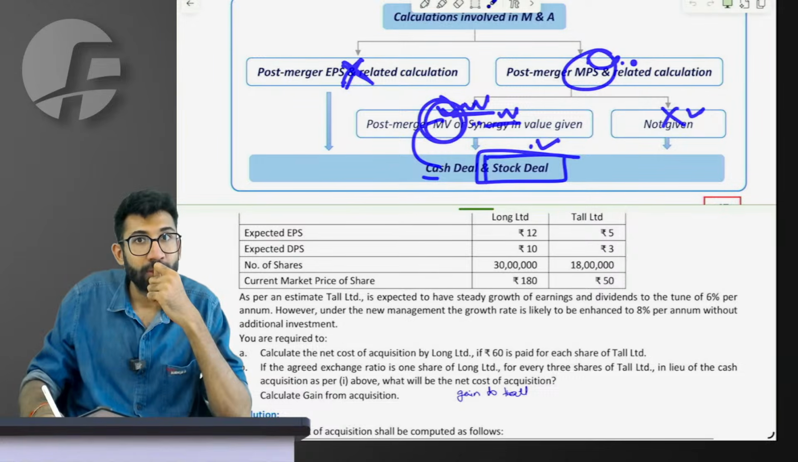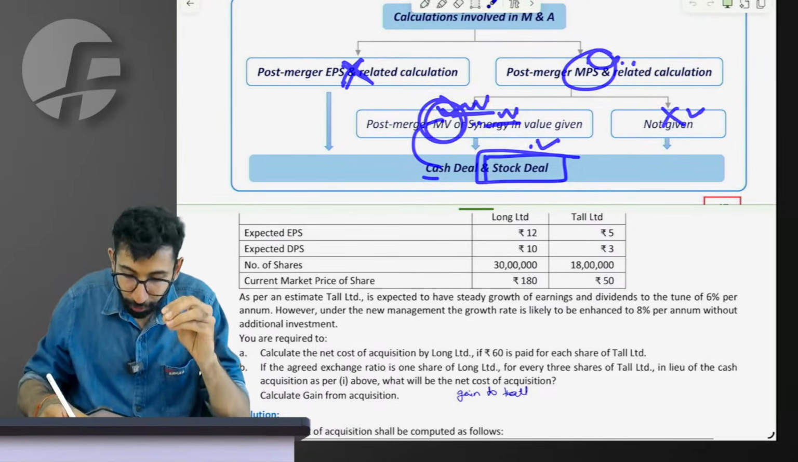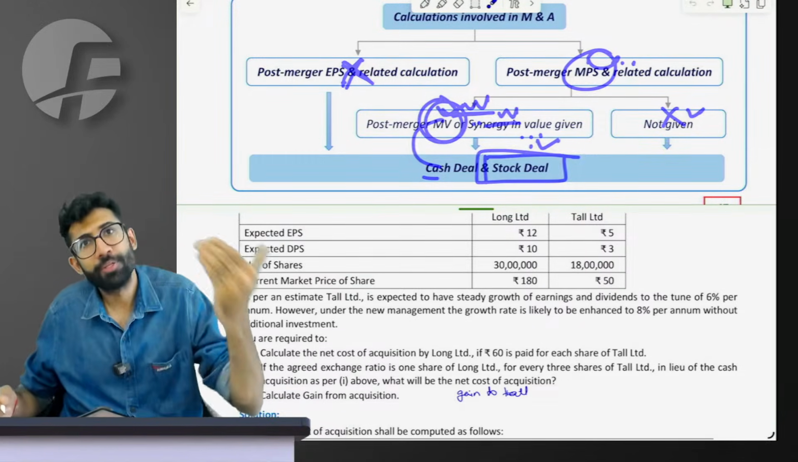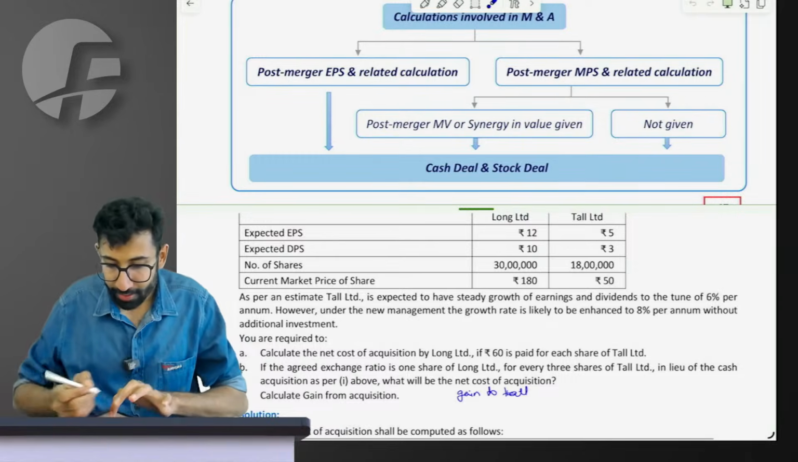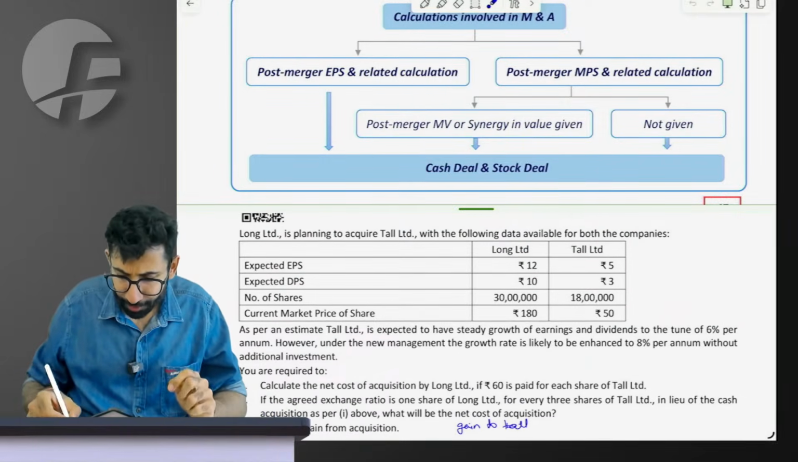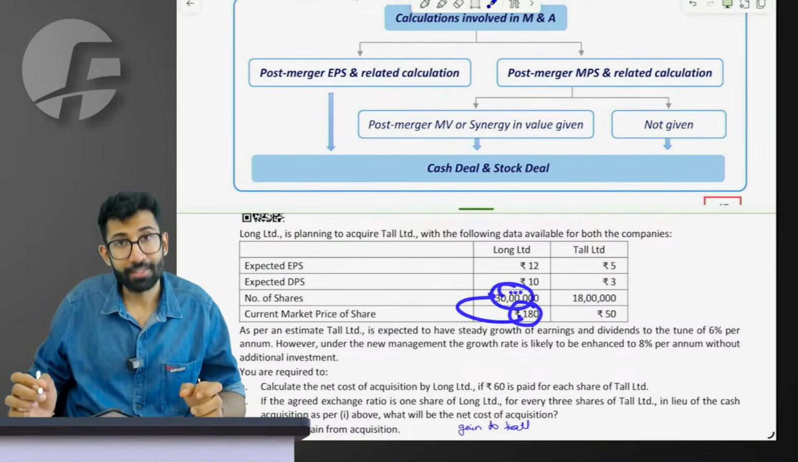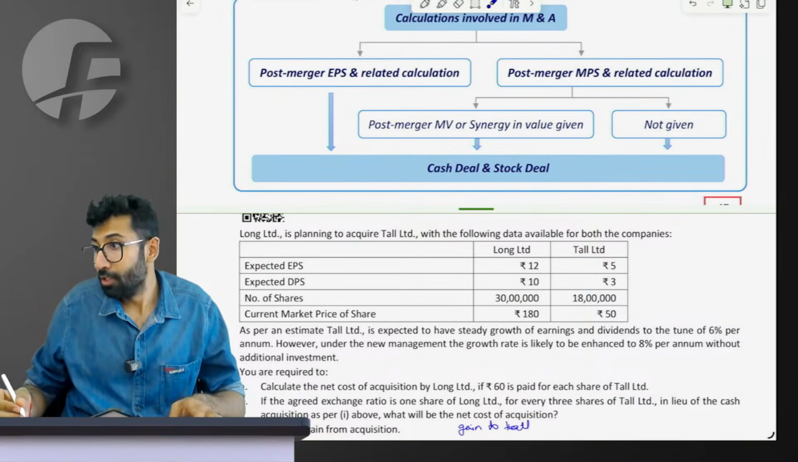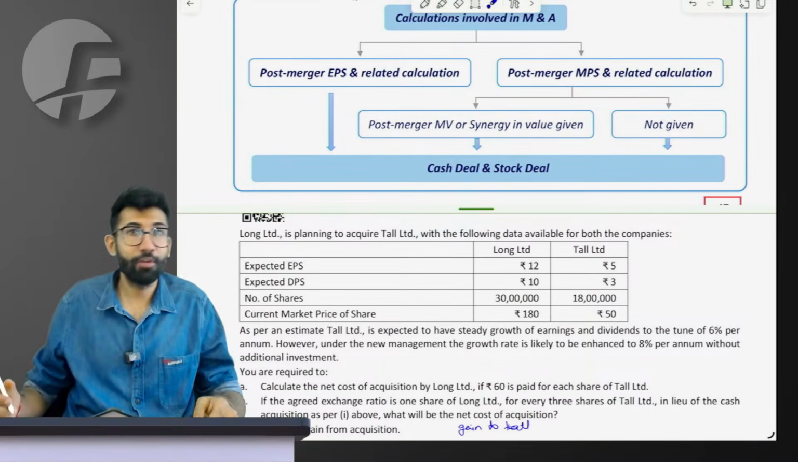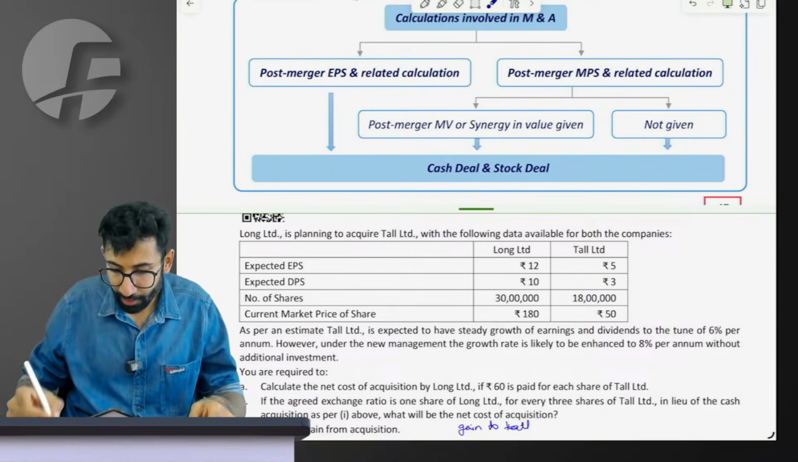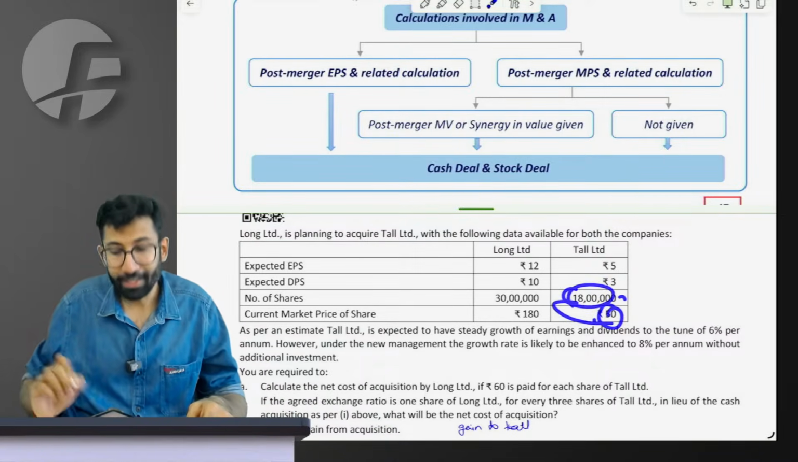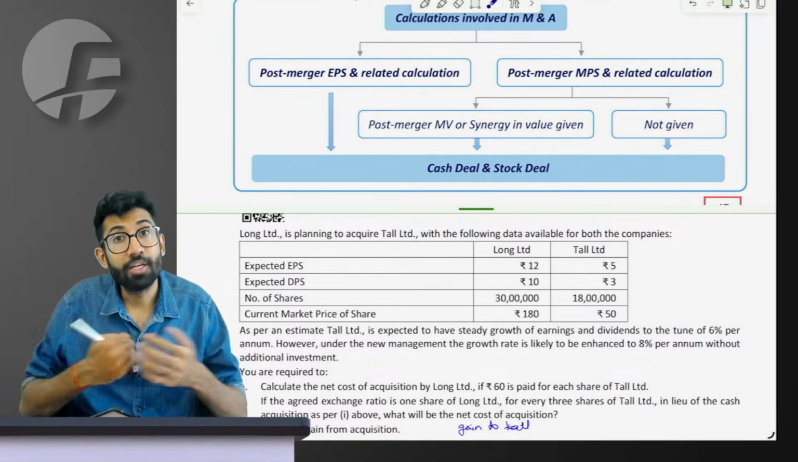So fine. I have to follow the value plus value approach: my value plus your value plus synergy in value. Now the acquirer value is given: 180 being the share price, number of shares being 30 lakhs. My value is fine. Sir, your value is 50 into 18 lakhs. But what is the synergy in value?